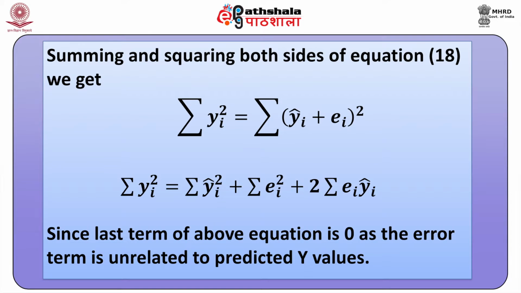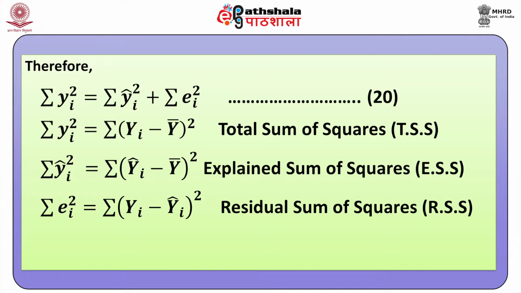Summing and squaring both sides of equation 18, we get sigma yi square is equal to sigma (yi cap plus Ei) square. Sigma yi square is equal to sigma yi cap square plus sigma Ei square plus 2 sigma Ei yi cap. Since the last term of the above equation is 0, as the error term is unrelated to predicted Y values, sigma yi square is equal to sigma yi cap square plus sigma Ei square.